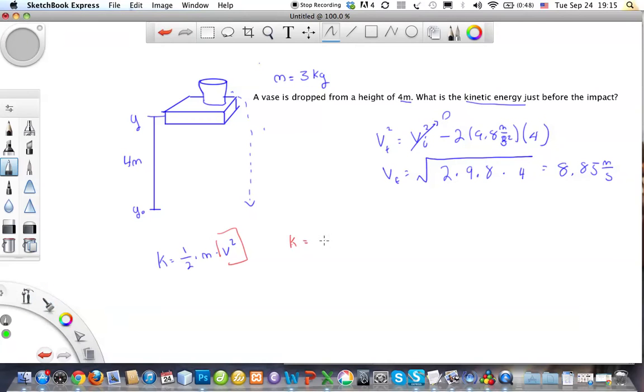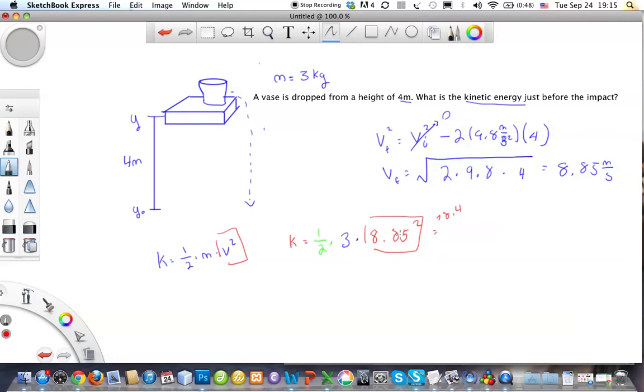The kinetic energy is equal to, change colors, make this look a little bit nicer, 1/2 times the mass, which is 3 kilograms, 3 times 8.85 squared. And this number, all this multiplied together, gave me 78.4 to begin with. So this is equal to 78.4.